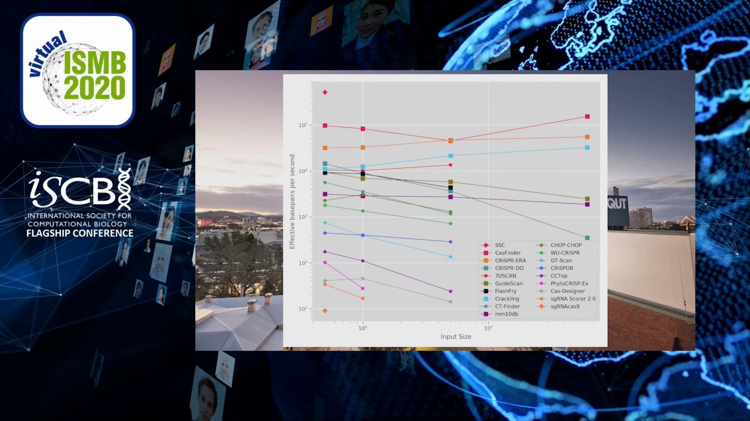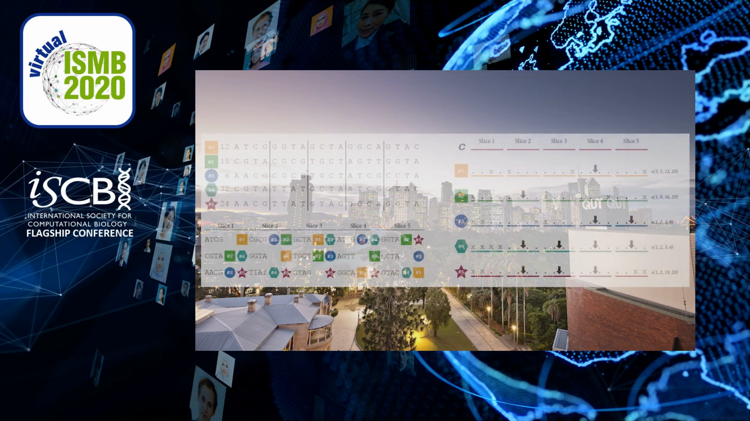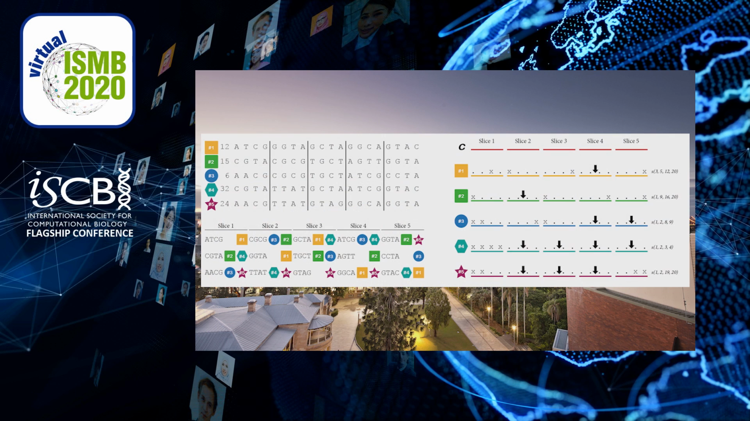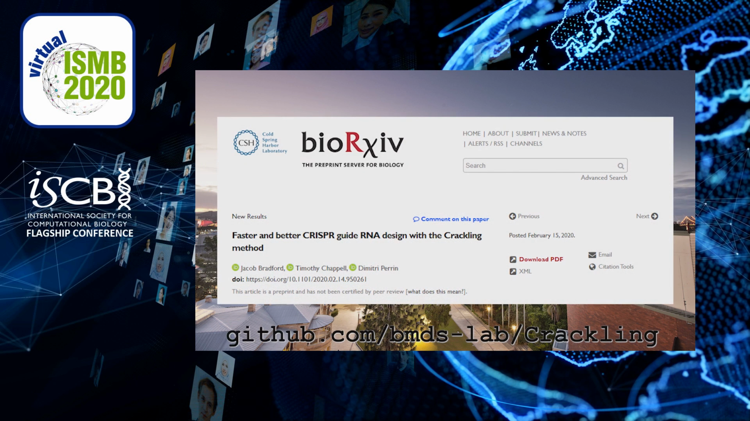As you can see in Figure 3, where Crackling is a cyan line with square markers, it is amongst the fastest performing tools when tested using our previously published benchmarking method. If you're interested in knowing more about how the ISSL approach works, Figure 4 and Figure 5 provide more detail. You can download Crackling via the GitHub repository, which includes setup instructions. We also have a paper on bioRxiv that provides more information.